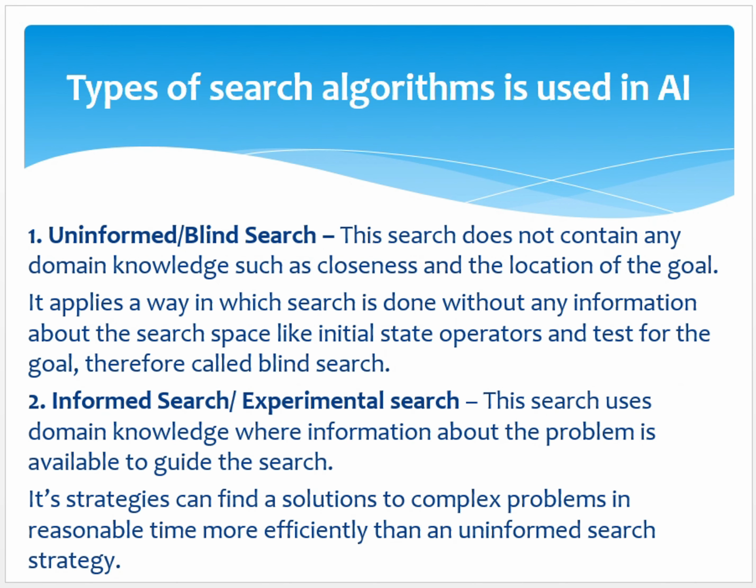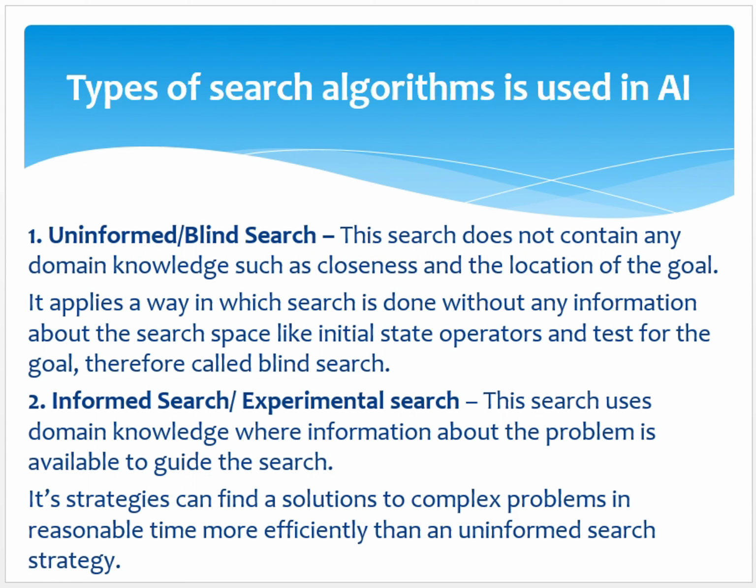Then we have types of search algorithms in AI. There are two: uninformed or blind search. This type of search does not contain any domain knowledge, such as closeness and the location of the goal of interest by the AI. So it's done without any prior information about the search space. The initial state, operators, and test of the goal are not known. That's why it's called blind search.